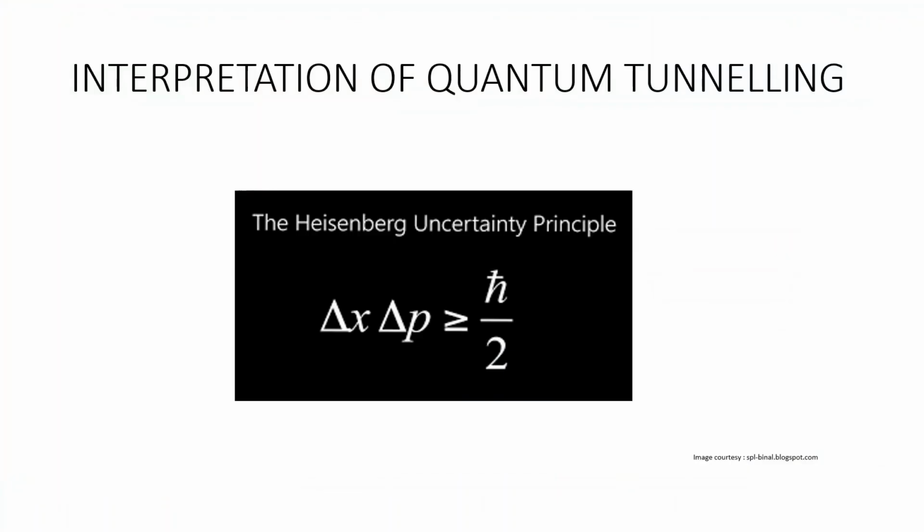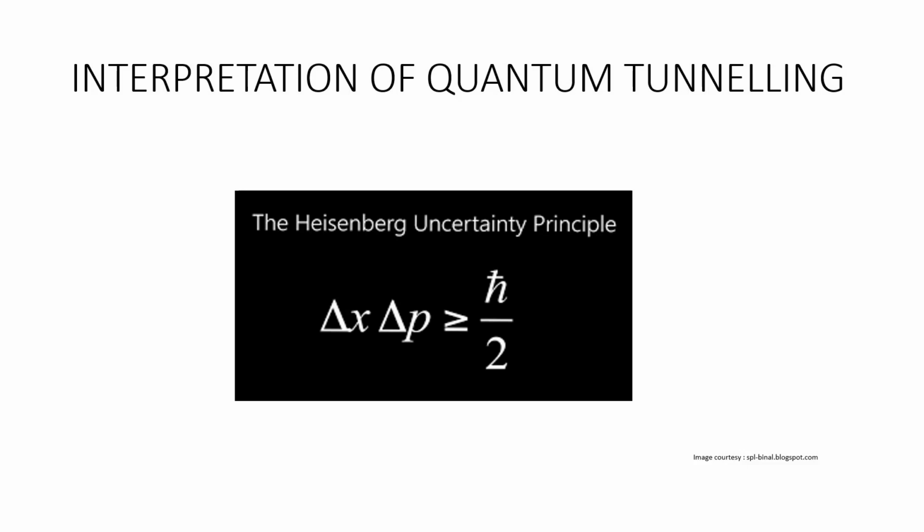So you are familiar with this equation, delta x into delta p greater than or equal to h by 4π, where h is Planck's constant, 6.626 into 10 raised to minus 34 joule seconds. Delta x is the uncertainty in position and delta p is the uncertainty in momentum.